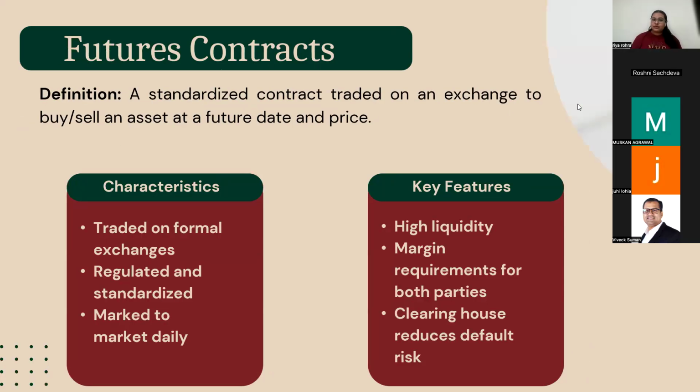Now we'll see the future contract, the second type of derivative. These contracts are quite similar to forward contracts, but these are standardized and traded on an exchange to buy and sell an asset at a future date and price.